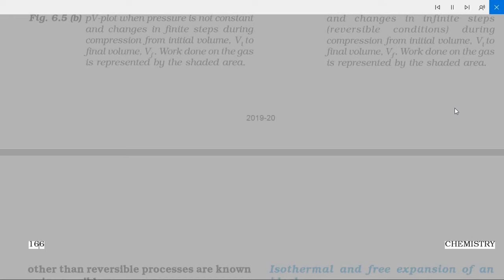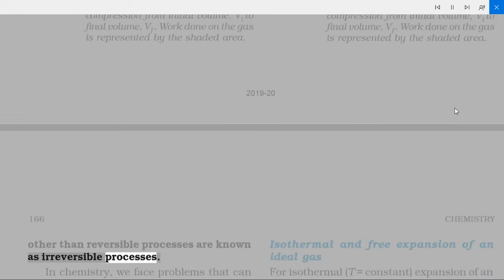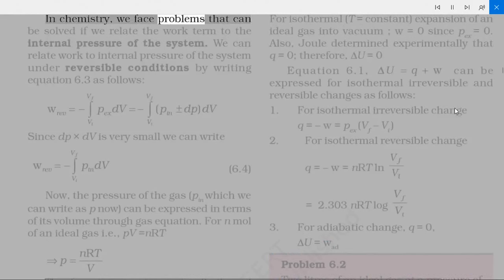Chemistry 166. Processes other than reversible ones are known as irreversible processes. In chemistry, we face problems that can be solved if we relate the work term to the internal pressure of the system. We can relate work to the internal pressure of the system under reversible conditions by writing equation 6.3 as follows: w_rev = -∫ p_in dV, which is equal to -∫(p ± dp)dV. Since dp times dV is very small, we can write w_rev = -∫ p dV, equation 6.4.